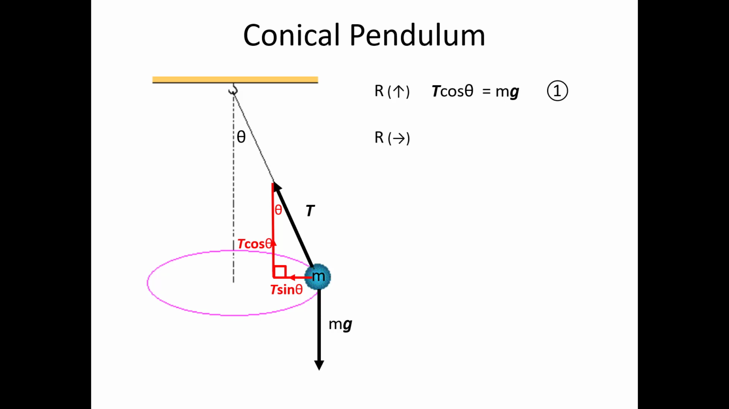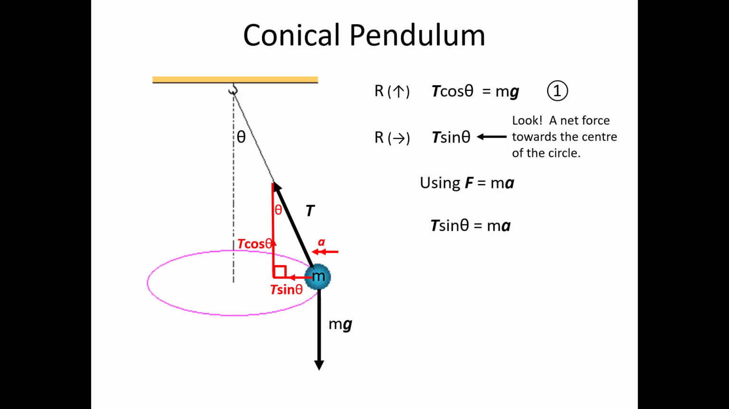Resolving horizontally, we get a net force towards the center of the circle of T sine theta. And then using our equation force equals mass times acceleration, we can write down T sine theta equals ma, equation number 2. Those are our two basic equations for the motion of a conical pendulum.